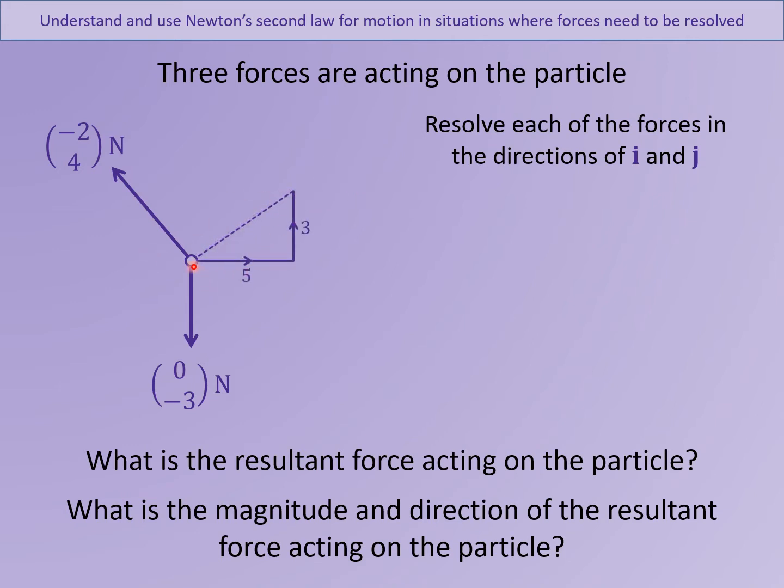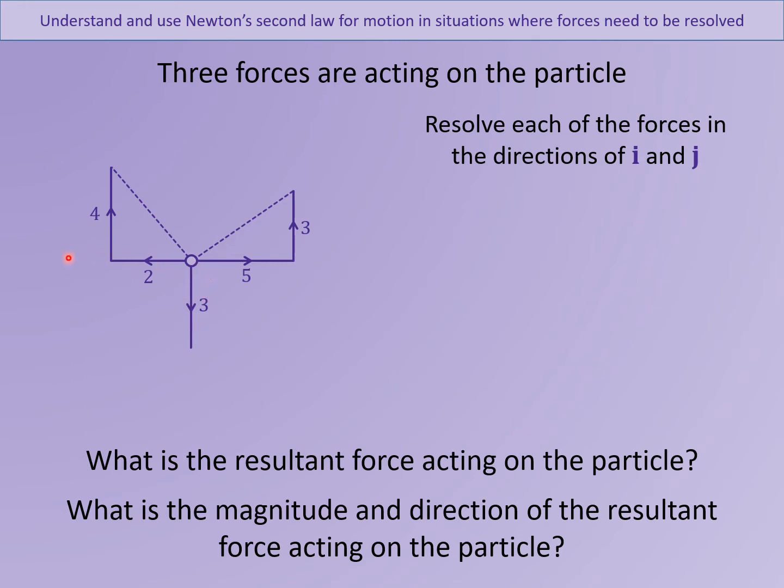Now we know that one was 5, 3, so it's 5 across, 3 up. We know this force just here is 2 back and 4 up, so we can put that on. And this one, as you can see, is just 3 downwards. It's just like someone pulling straight down with a force of 3. You can do that in your head. You don't have to write it all out. Just so we've got an understanding that the vector 5, 3 looks like that, the vector minus 2, 4 looks like that, and the vector 0, minus 3 looks like that. What this allows me to do is visualize what forces are acting in this direction and what forces are acting in the j direction.